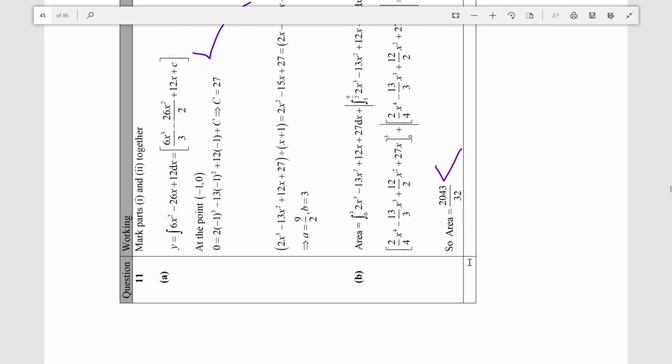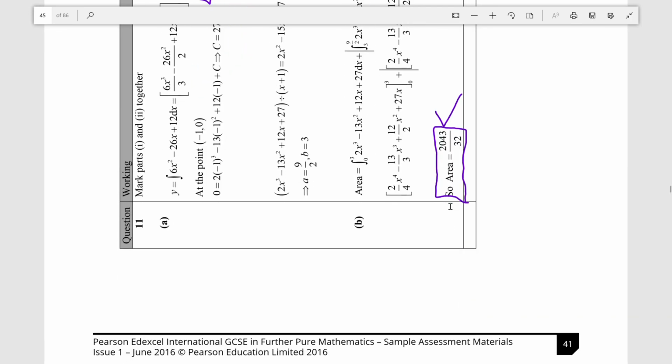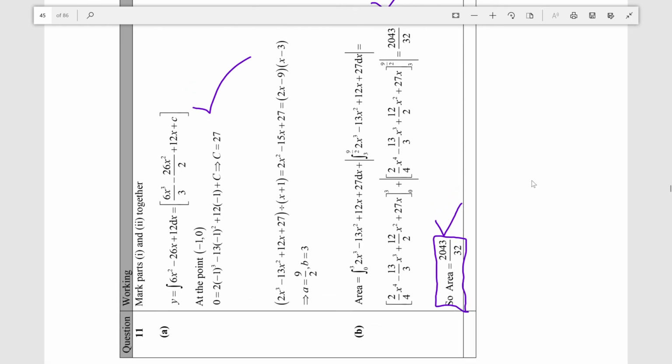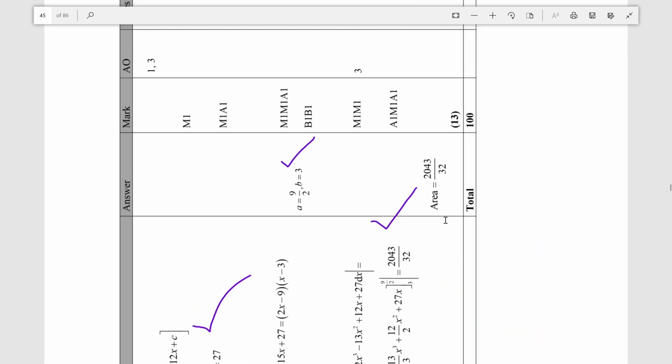I suppose it might not be necessary to write this final step here if you've circled your answer, but in future I would do that as well. This is something I've learned from this process, and you can learn it too. So just write something like, therefore the area is equal to this for a mark.